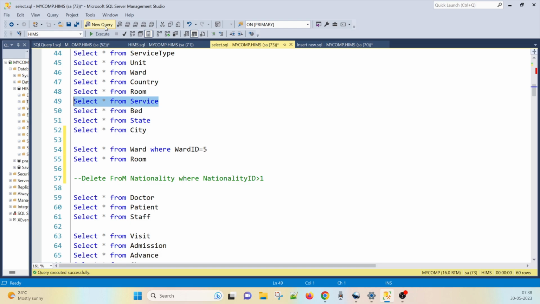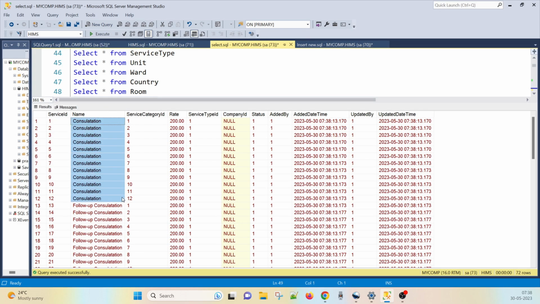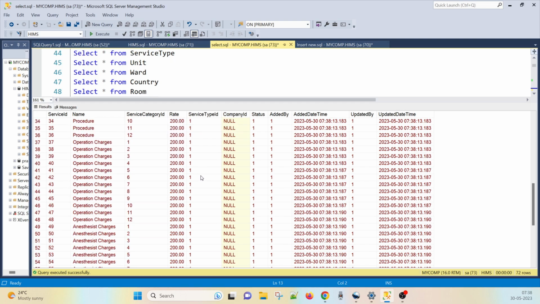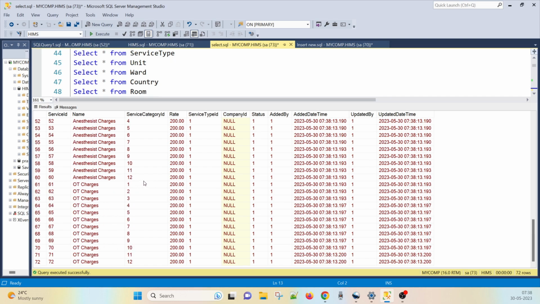Service is the table. Yeah, consultation. Service category means ENT, oncology, ophthalmology. These are the different categories. And how much is the rate? 200. Actually, this data comes from the UI as well. Right now, I am inserting from the backend SQL. That's why I am not making a different rate for each service. In one shot, I am adding 200 for all of them.